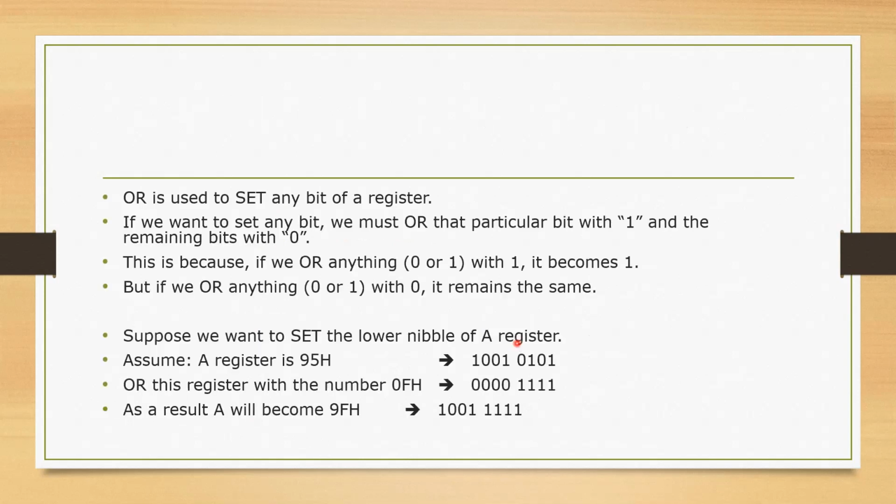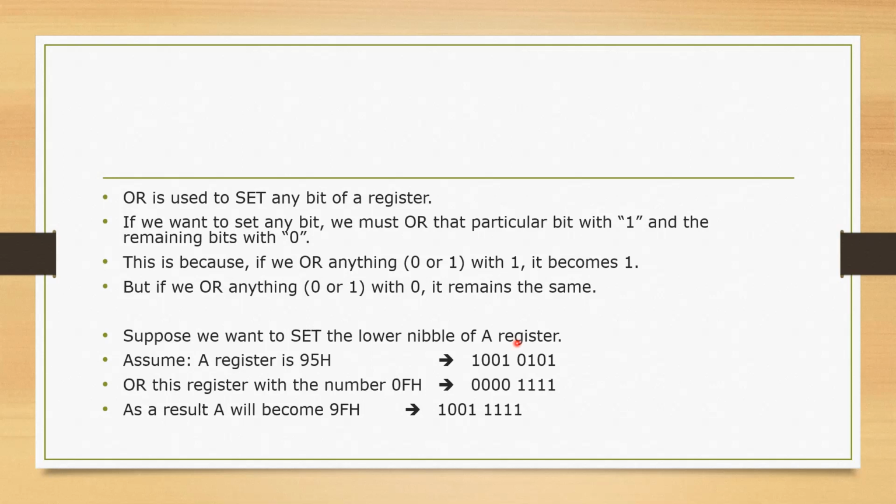There is an alternate function for the OR operation. OR is used to set any particular bit of a register. We said that AND operation is used to clear a particular bit of a register. Here OR operation is used to set any particular bit of a register. So if we want to set any bit, we must OR the particular bit with 1 and the remaining bits with 0. This is because if we OR anything, that is 0 or 1, with 1, it becomes 1. But if we OR 0 or 1 with 0, it remains the same.